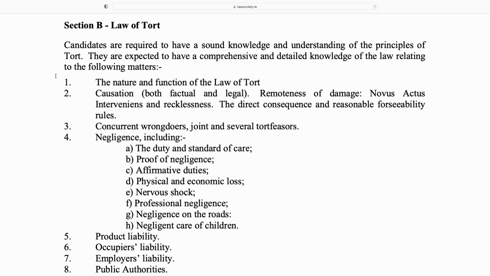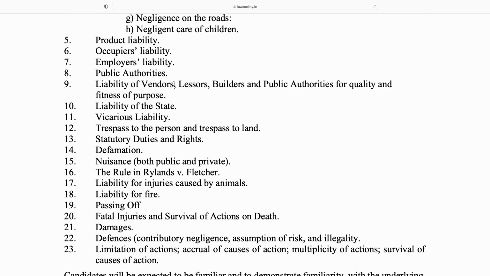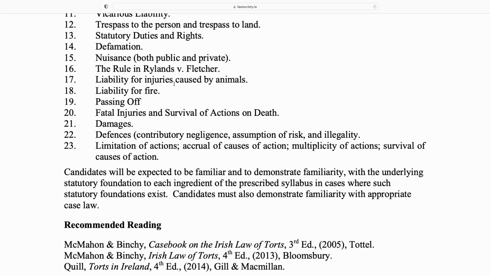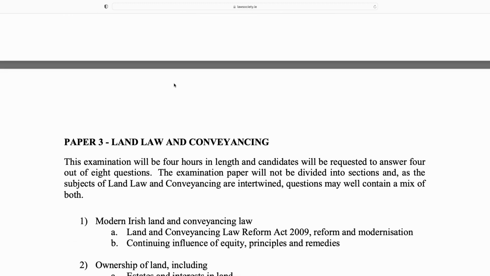This is the law of tort. Again, this is quite difficult for anybody to follow. I would argue that my ebook is set out much better. It's also a very, very long list, and most of it never gets asked.